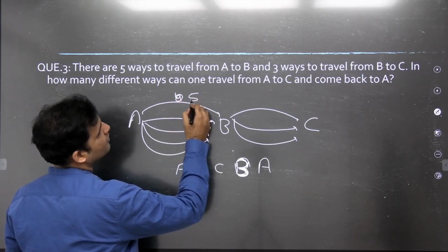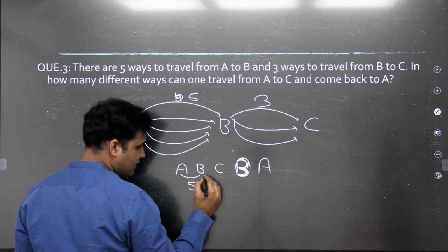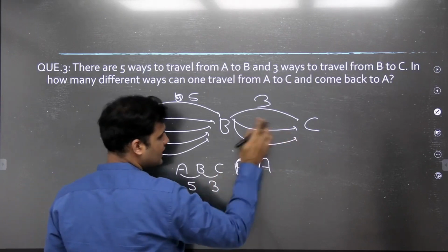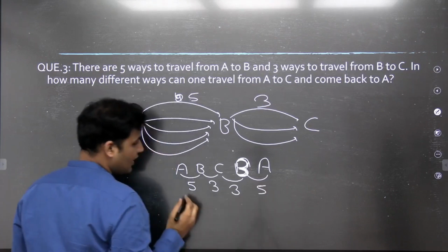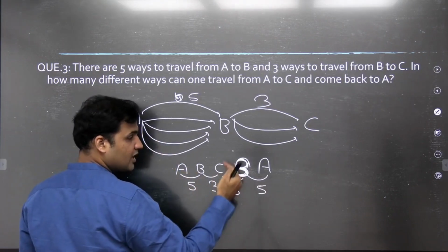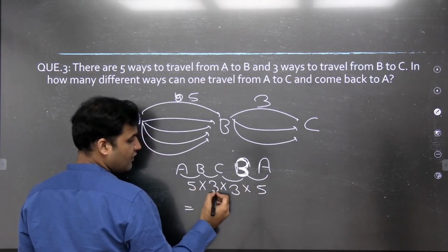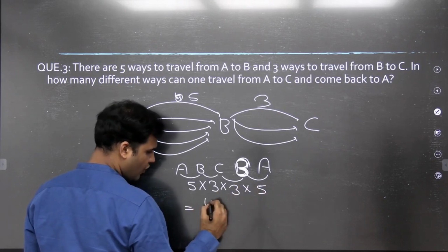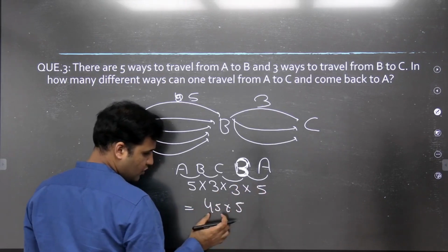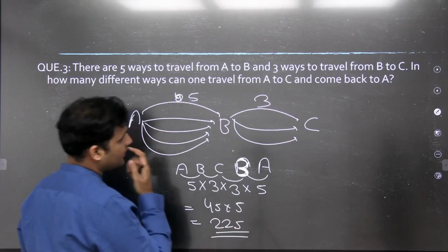5 ways from A to B and 3 ways from B to C. So A से B 5 different ways, B से C 3 different ways, C से B again 3 different ways, and B to A again 5 different ways. So A to B, B to C, C to B, and B to A जाना है. And यूज है ना सबके बीच में. So 5 into 3 15, 15 into 3 45, 45 into 5 200 plus 25, 225 will be the answer of the question, right? ठीक है.